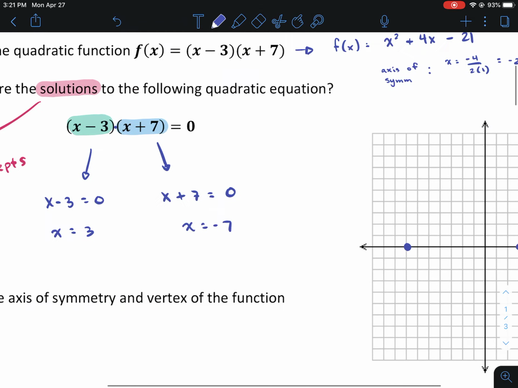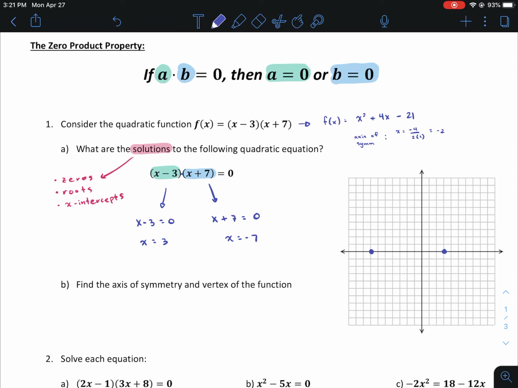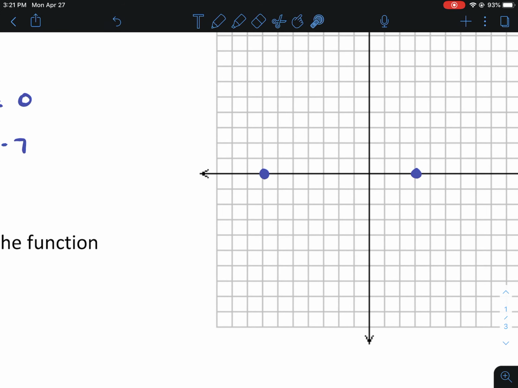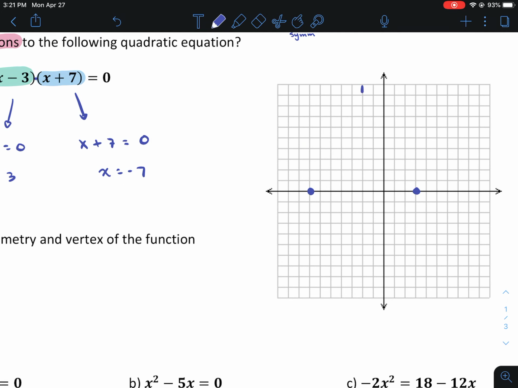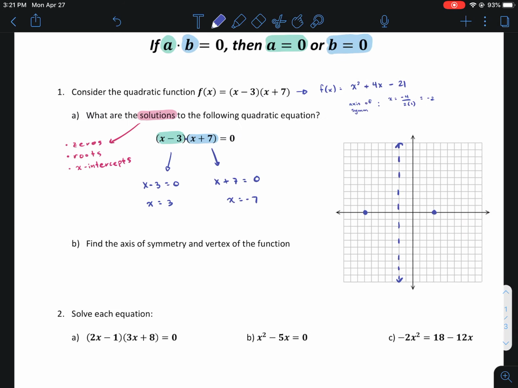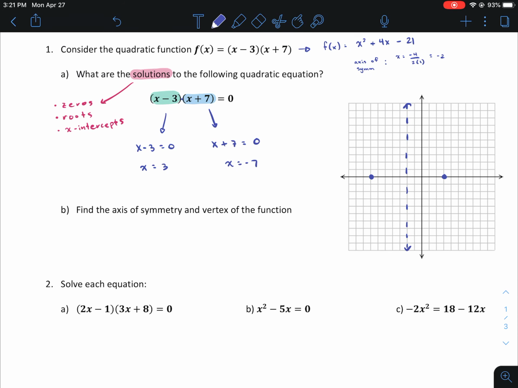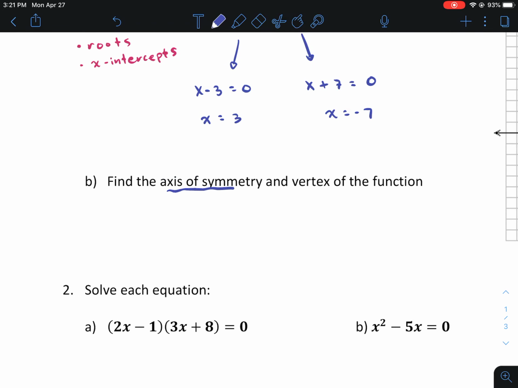But when we're given something in factored form and we've already found the zeros, we also know that because quadratics are symmetrical, our axis has to fall right in the middle of the zeros, which is at negative 2, right? And so without even doing negative b over 2a, we can find our axis of symmetry if we understand that we have a symmetric graph, okay? So my axis of symmetry here is at x equals negative 2.